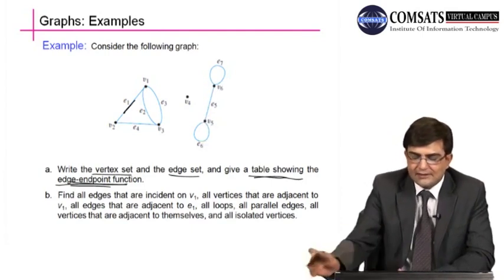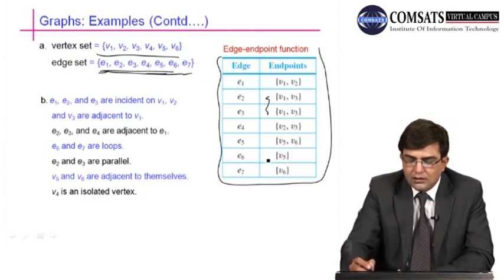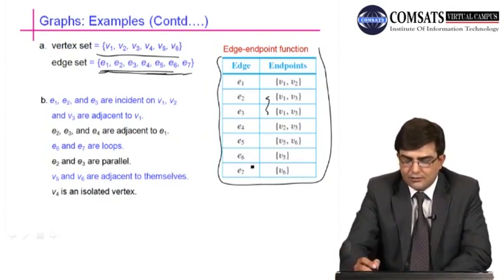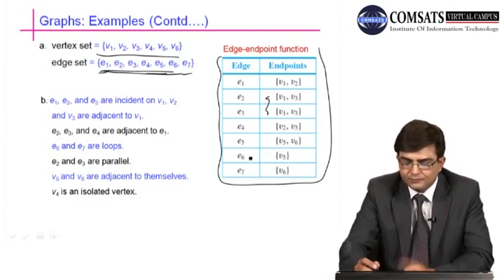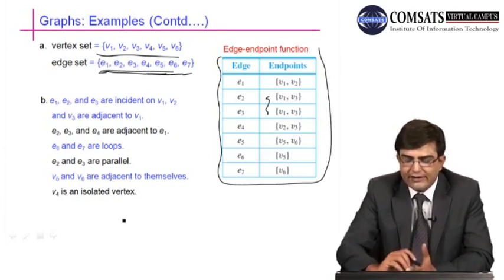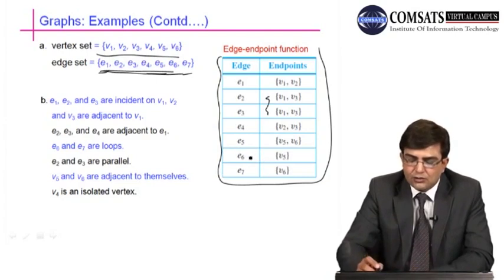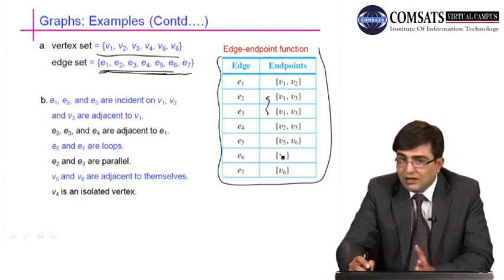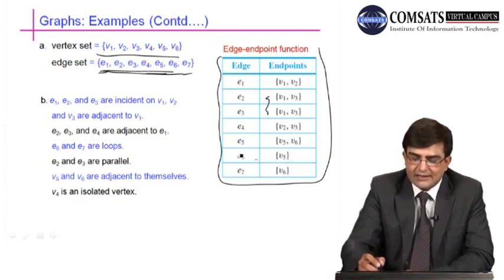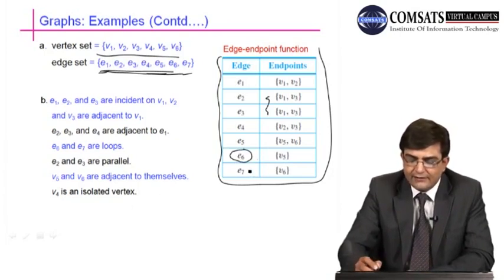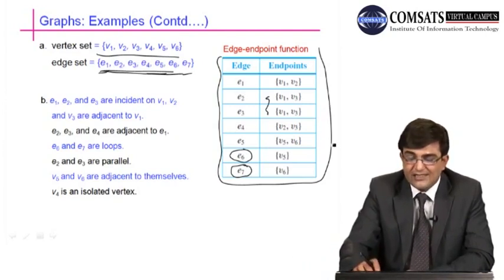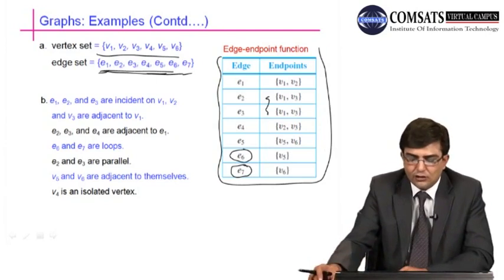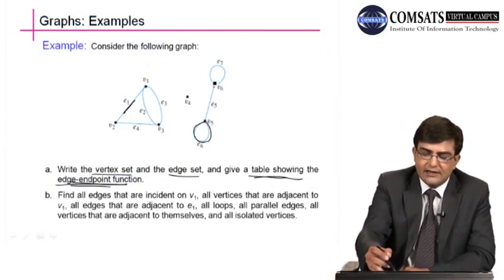Now for E6 and E7, because E6 and E7 are loops and we know that their endpoint is a single vertex, because in a loop a vertex is connected to itself through an edge. So the endpoint of E6 is V5, we write only one vertex, which will tell us that E6 is a loop. E7 is also a loop because E7 connects V6 to V6, V6 to itself. So we can see here that E6 and E7 are loops.